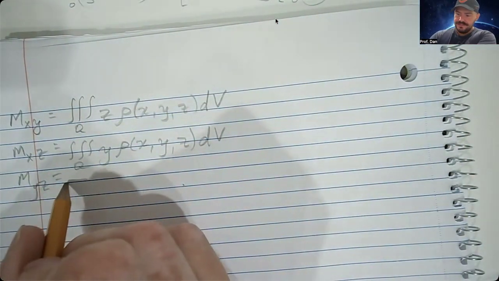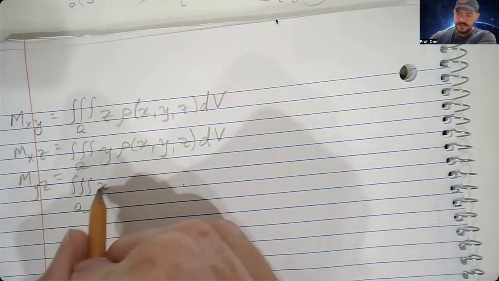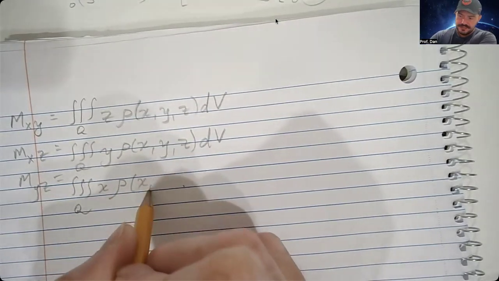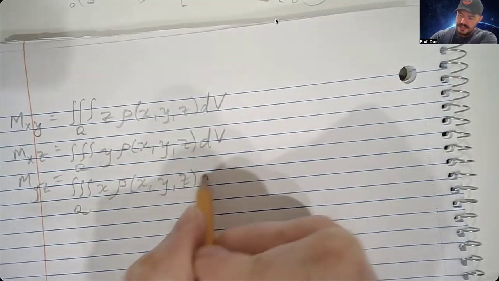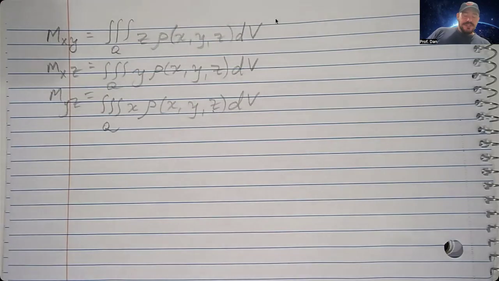And lastly, x is the one that's missing here, so I'm going to multiply rho times x. And these will give me my raw first moments of the mass density function, which I can then divide by the mass, which in this case turned out to be 1, and that'll give us the individual coordinates for the center of mass of the unit cube.